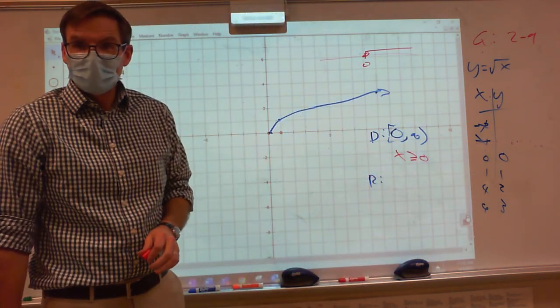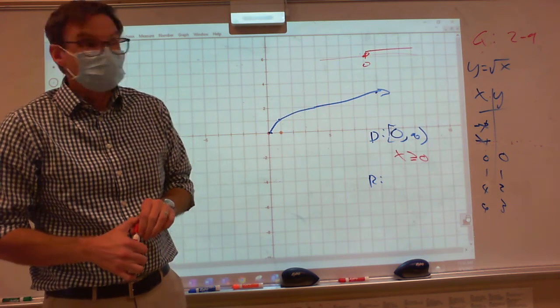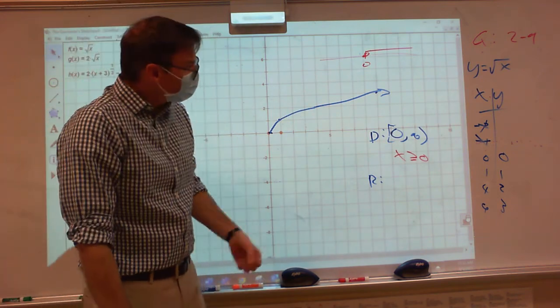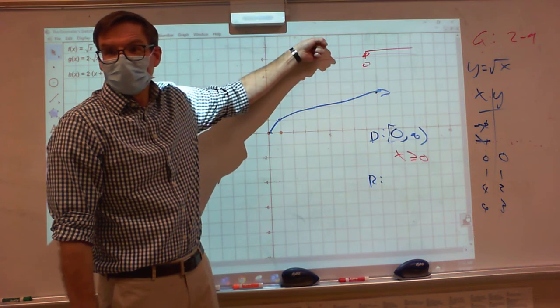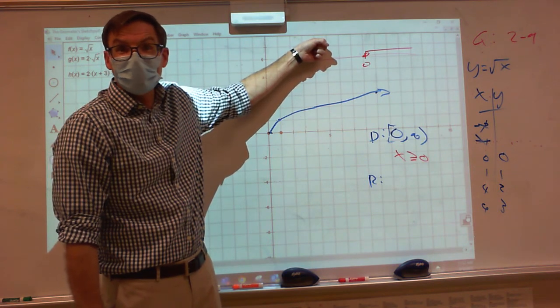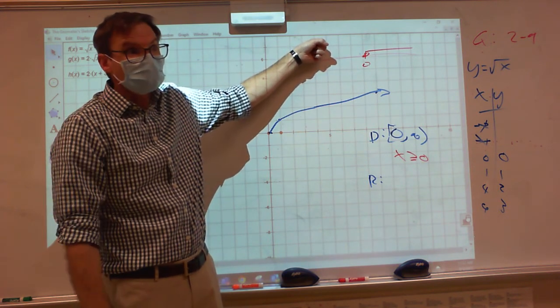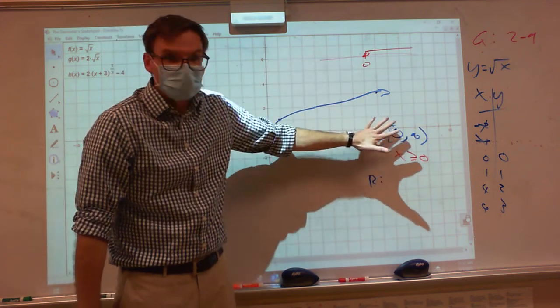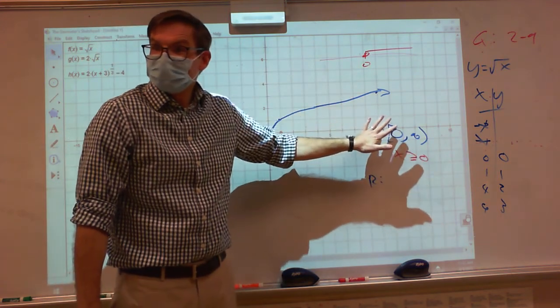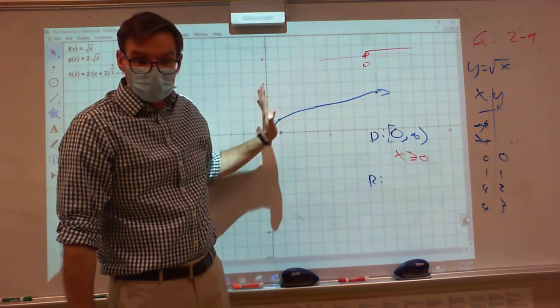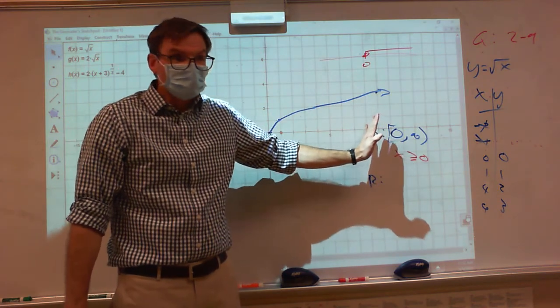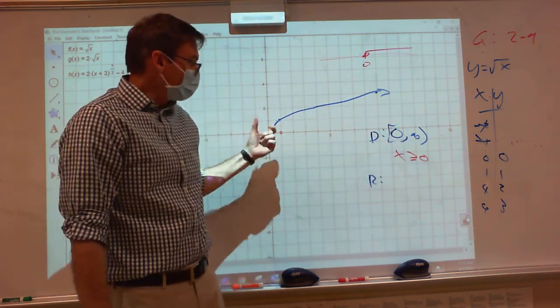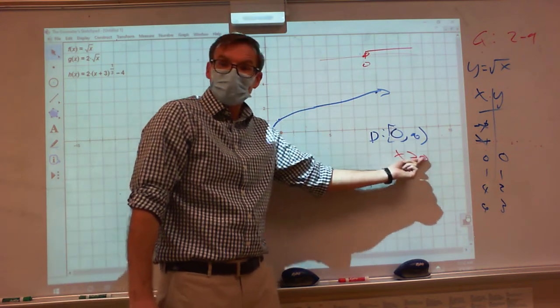Another way of thinking of domain in this case is, imagine you have a giant flashlight right above the graph. Wherever the shadow is, that's your domain. You see that we have our shadow right here? If I put the flashlight here, we get the shadow here. And that goes from 0 to infinity, so our x is greater than or equal to 0.